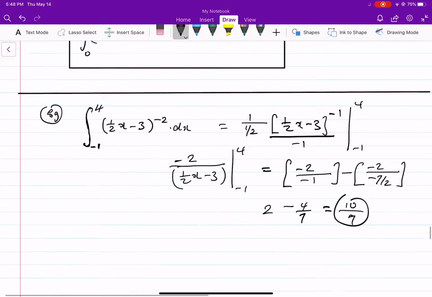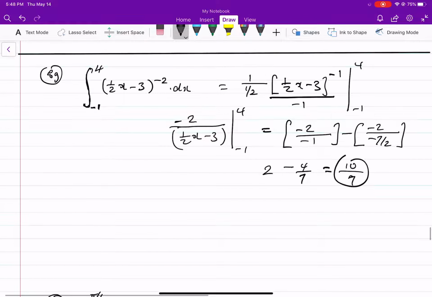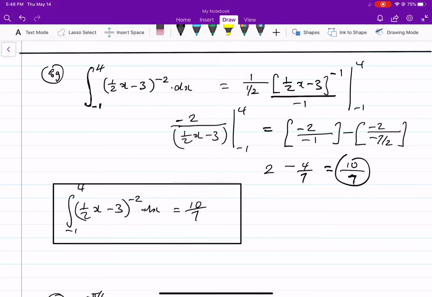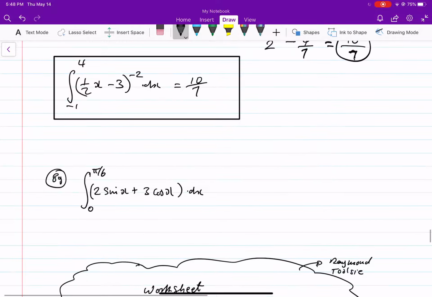You have every opportunity to check my algebra and my arithmetic and my calculus and everything all together in this one. All right, so therefore the integral between minus 1 and 4 of a half x minus 3 to the minus 2 dx is equal to 10 sevenths, I think. I don't think I made any mistakes there. Okay, and I have one more.